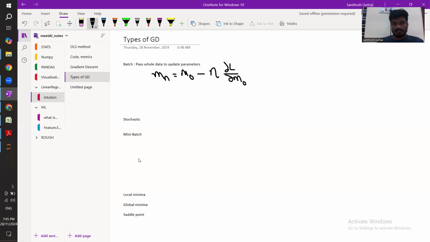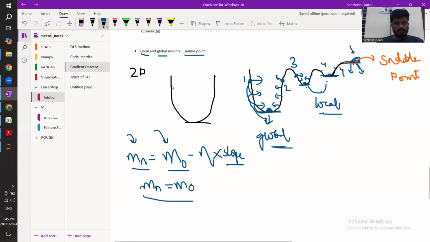If I'm at this point, this is my M old. From this M old I should go to M new. So I already have M old, I put it here, minus learning rate 0.1. Now the slope is dou L by dou M. We take the loss function, take the derivative with respect to M, and you will get some value. Over there you put the value of this M old.